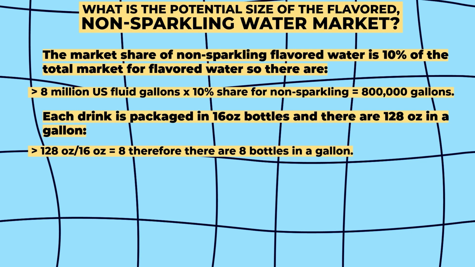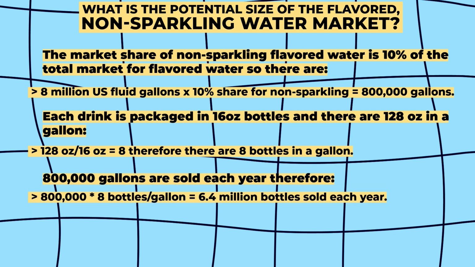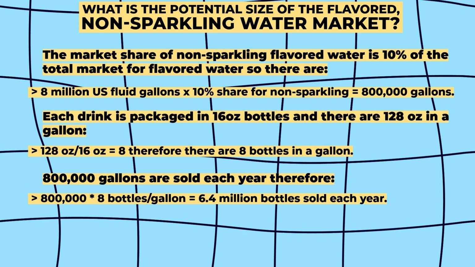128 ounces divided by 16 ounces equals 8. Therefore, there are 8 bottles in a gallon. 800,000 gallons are sold each year. Therefore, 800,000 times 8 bottles in a gallon equals 6.4 million bottles sold each year.